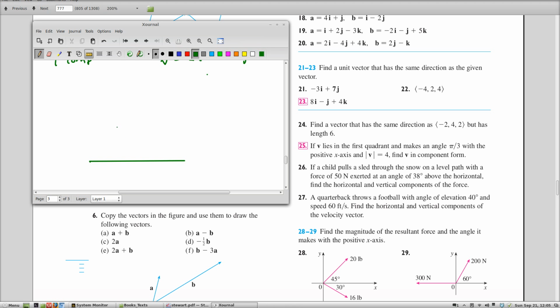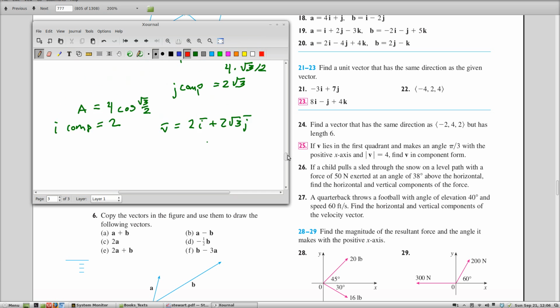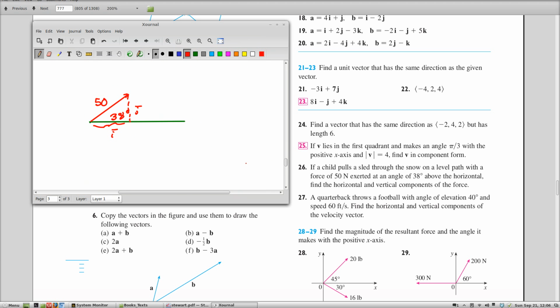This is sort of the path of the sled, that green line, and this is the force vector exerted by the child. And we know that the magnitude of the force vector is 50 newtons, and we know that the angle it makes with the sled is 38 degrees. Find the horizontal and vertical components of the force. And you know what? I am not going to do that, because that's exactly what we just did. This is the i component, this is the j component, and you can compute those using trigonometry exactly the way we did in the previous problem.